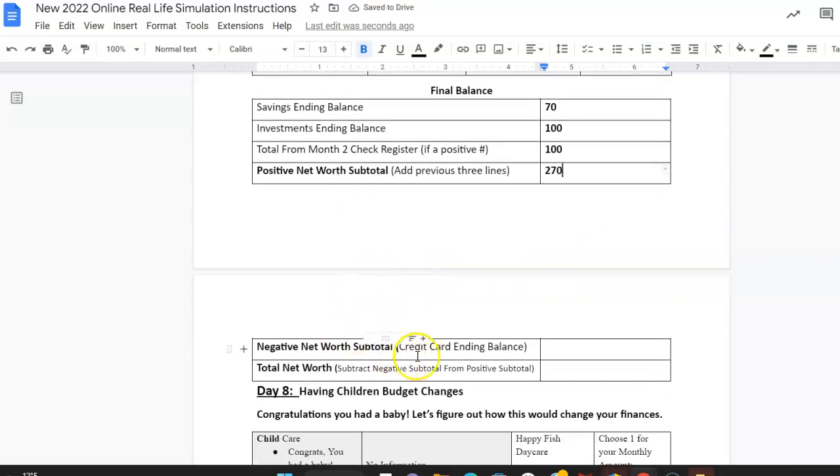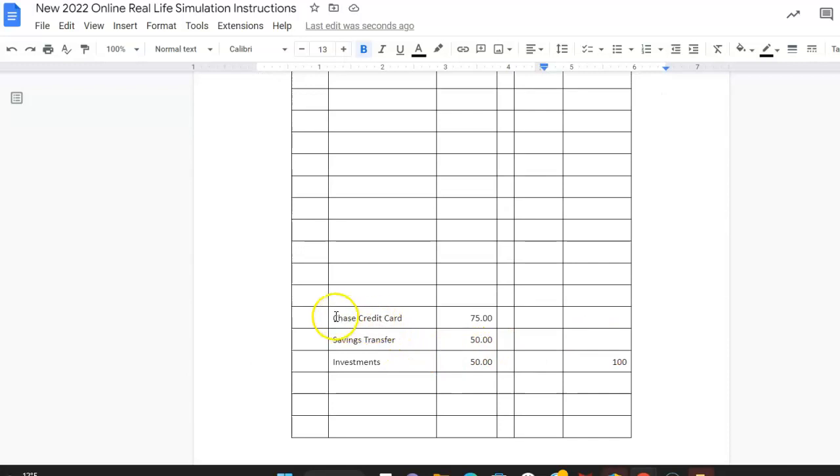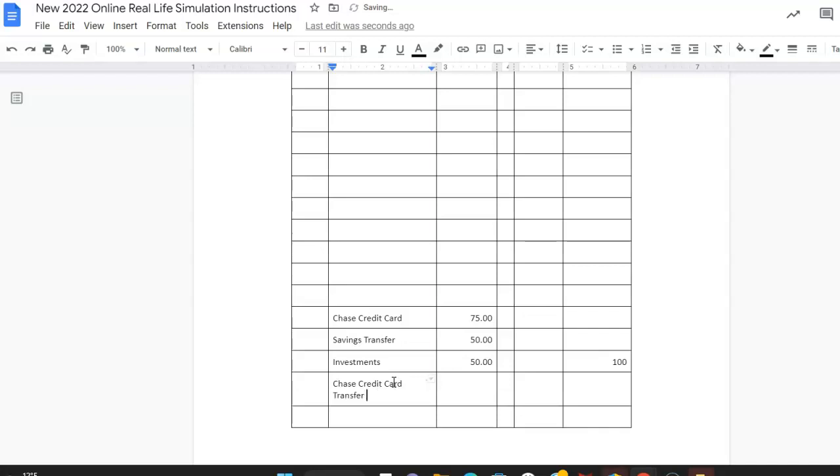Okay, now I need my negative net worth, which is my credit card ending balance. And reminder, if you needed to charge a credit card, like if you were in the negative on month 2, for the first time or again, this would be turning it to like 0 at the end. You'd make your payment, and then you might have to do like a credit card transfer, basically just to zero it out. Again, normally you just use your credit card each time instead of your checking account. But this is just an easier way to do it on this assignment that creates less work.